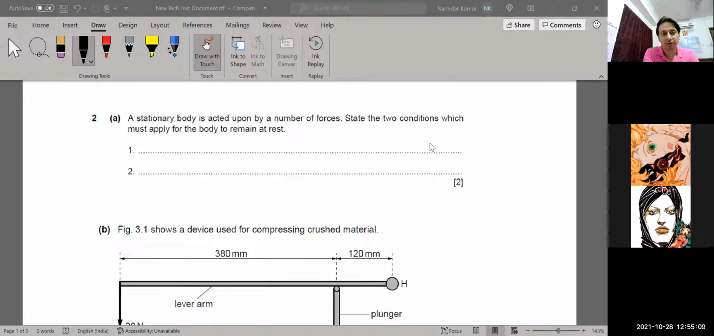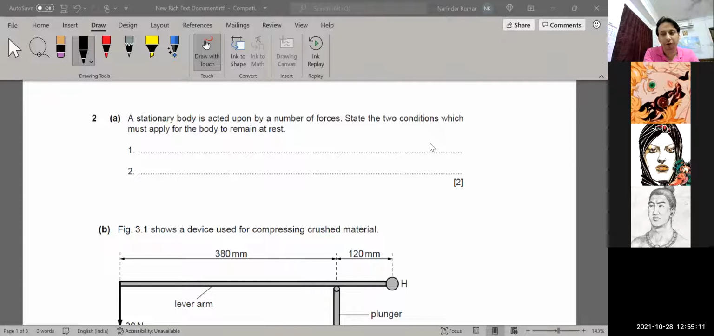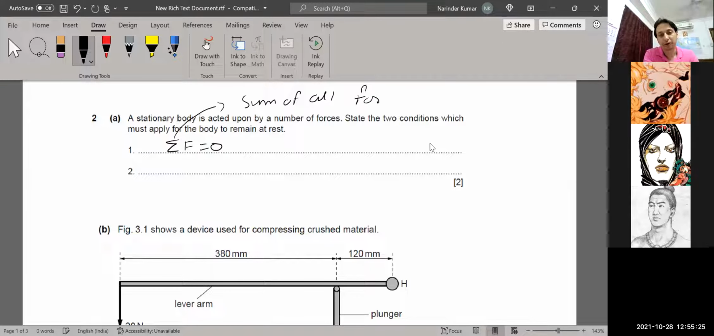The sum of the forces must be 0. Okay, yeah, the resultant force, the sum of the forces. So sum of the forces means I can write that sigma F is equal to 0. This letter means, children, the sum of all forces. Okay, all forces. So this should be equal to 0. The second reason, second point, you have to write 2 points.